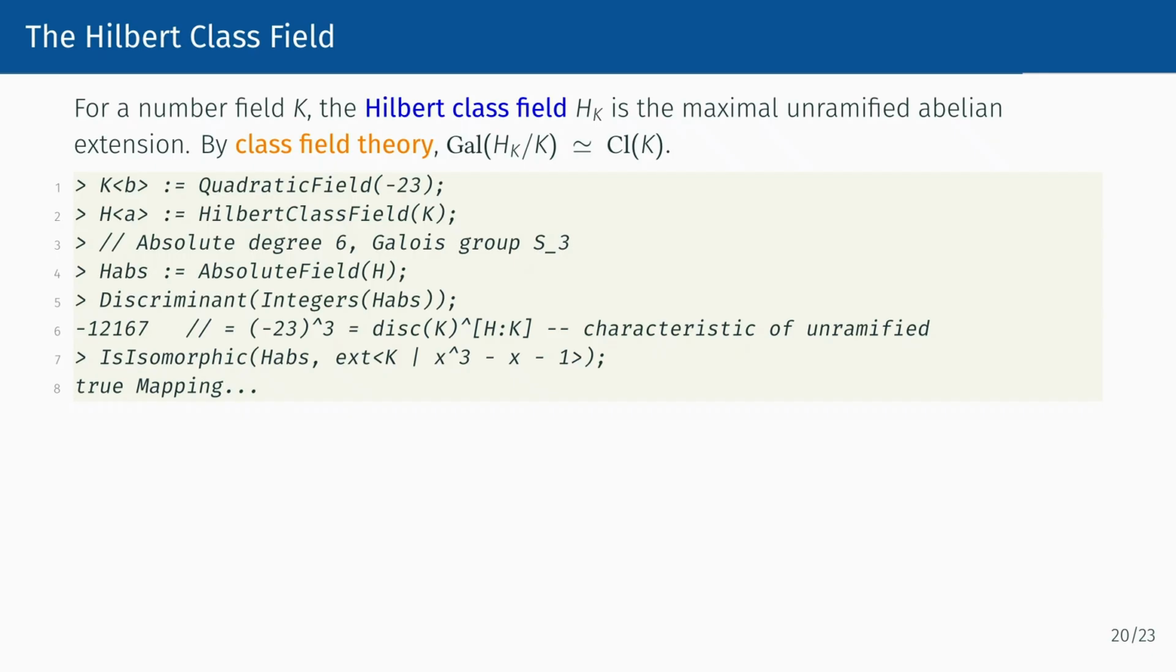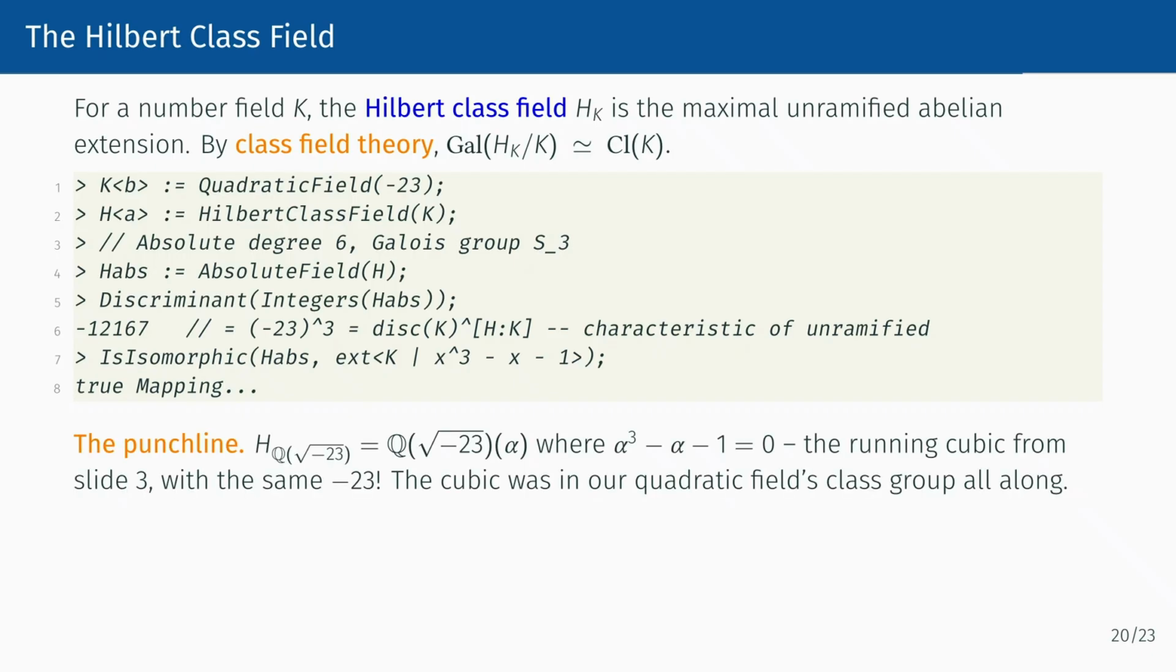This cubic extension of Q(square root -23), notice that the Galois group of this extension is Z mod 3, isomorphic to the, sorry, not the Galois group, to the class group of Q(square root -23). All right.